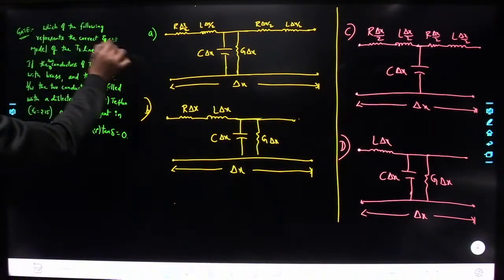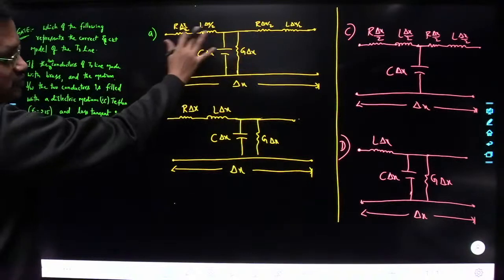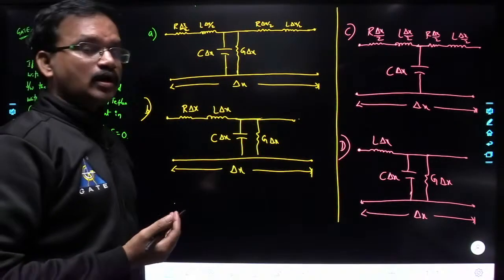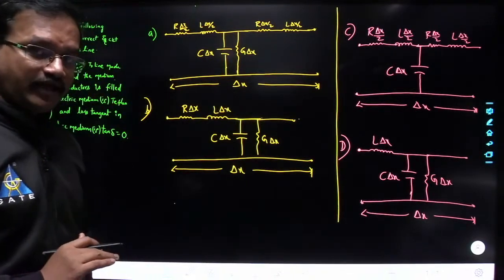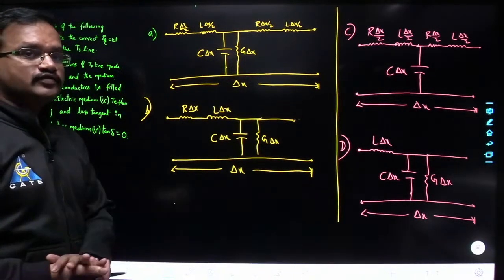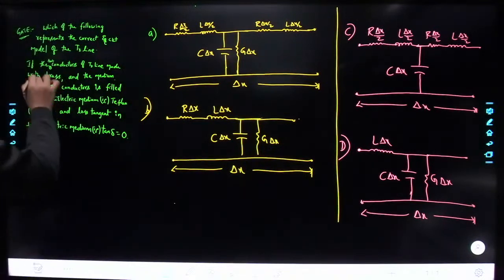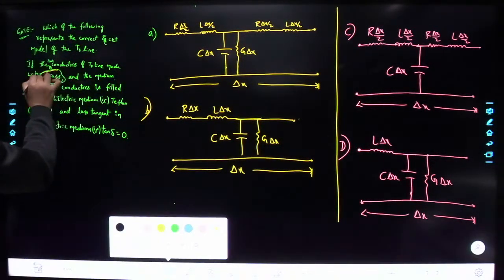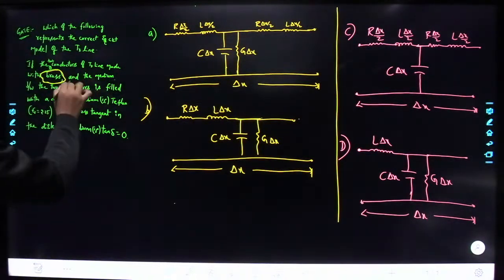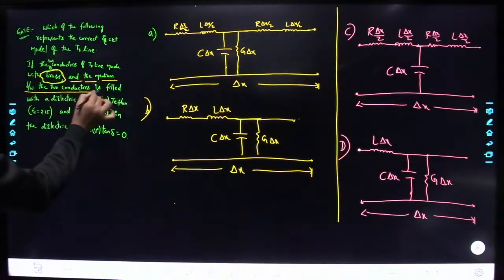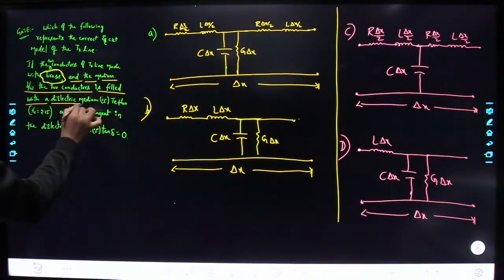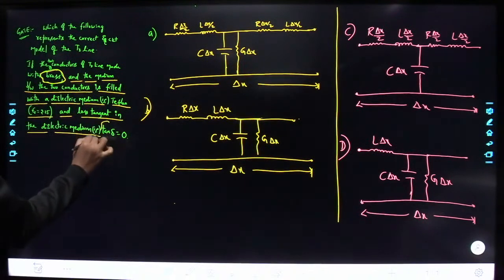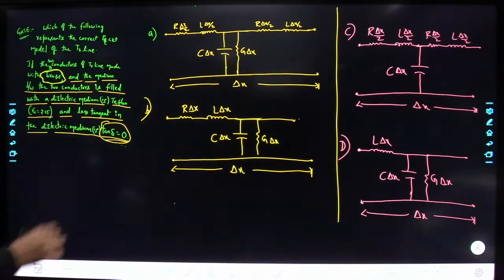You have to identify which one of these following, A, B, C, D, will represent the correct equivalent model of the transmission line if the two conductors of the transmission line are made with brass, and the medium between the two conductors is filled with a dielectric medium, that is Teflon, and the loss tangent in that dielectric medium, tan delta, is equal to zero.